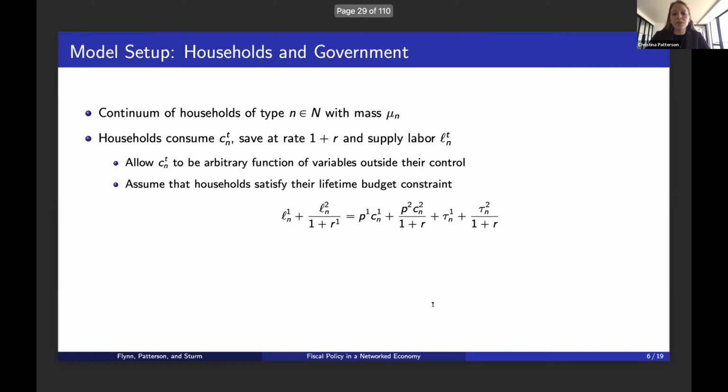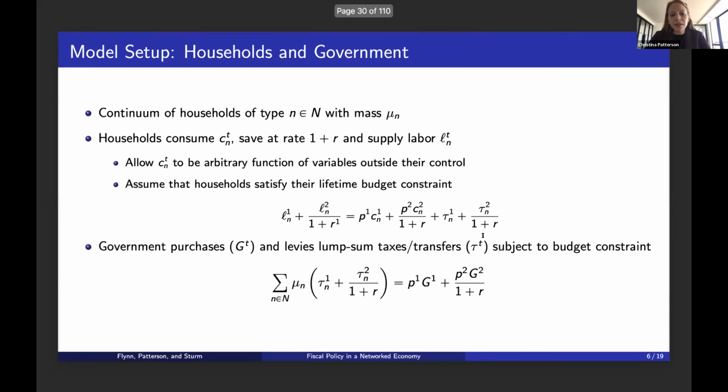We do, however, assume that these demands satisfy a lifetime budget constraint for the household, where what they earn is what they consume or give to the government. And then lastly, the government is going to purchase a vector of goods, and they're going to levy lump sum taxes and transfers, again, subject to their budget constraint.